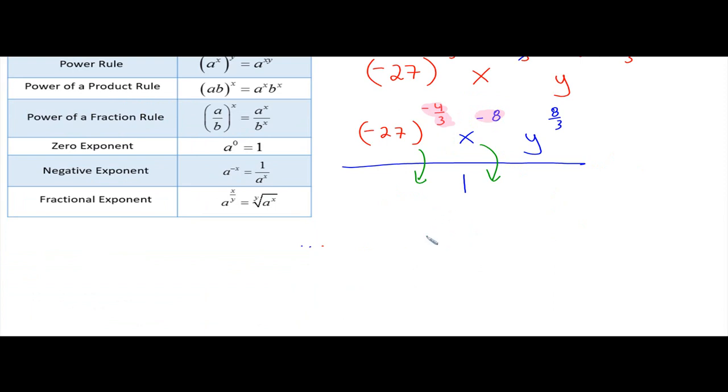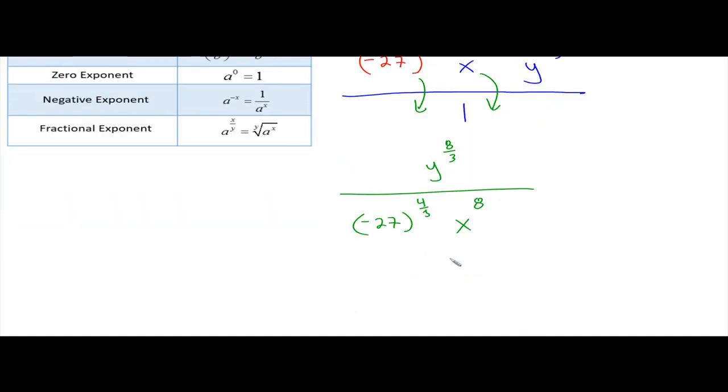So that's going to give me, on top, still this y to the 8 over 3. On the bottom, I'm going to end up with negative 27, and then this negative 4 over 3 becomes positive 4 over 3, and the x to the negative 8 becomes positive 8. Okay, so now I'm going to continue working on this problem.